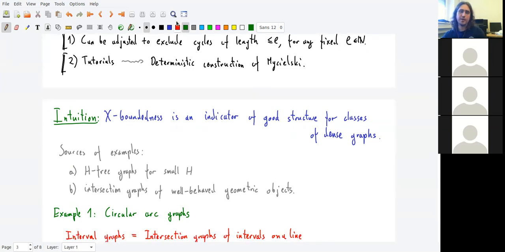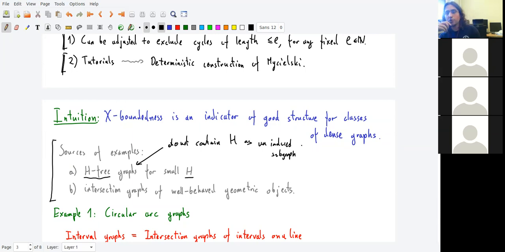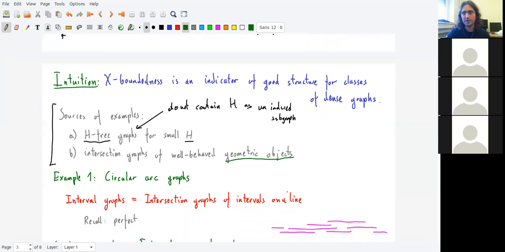And main sources of examples of chi-bounded classes that we study are the following. First of all, as usual in structural graph theory, we are looking at H-free graphs. So we fix some small graph H and look at graphs that are so-called H-free, so do not contain H as an induced subgraph. And then you can ask for what graphs H you are chi-bounded, and how you can characterize such graphs H, or maybe pairs of graphs H1 and H2, and play with this. Another setting where chi-boundedness pops up naturally is geometric graph classes, so intersection graphs of somehow well-behaved geometric objects. We will see this in a moment. So these are two natural sources of examples. So let's look at example number one.